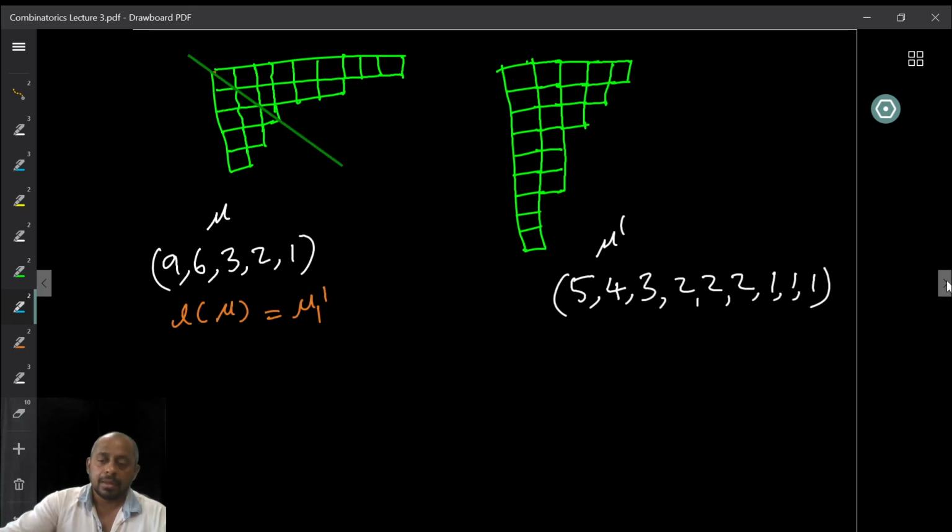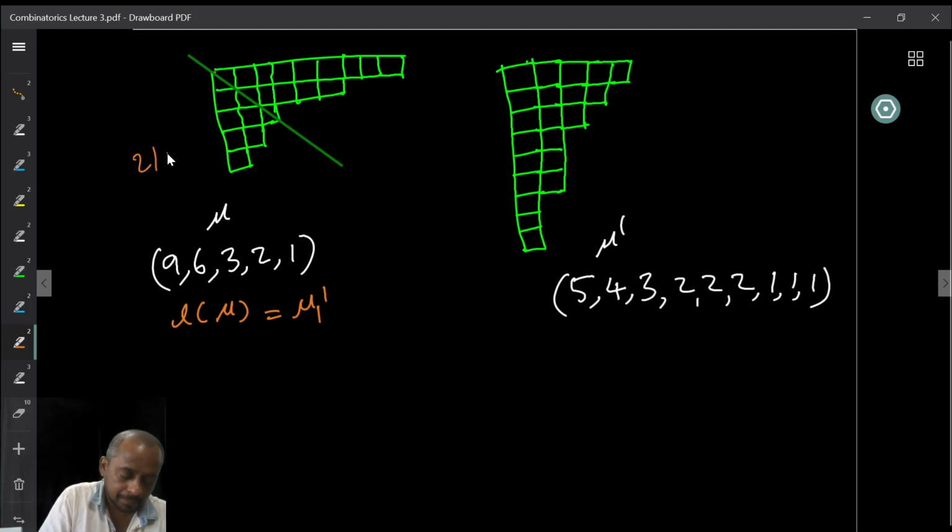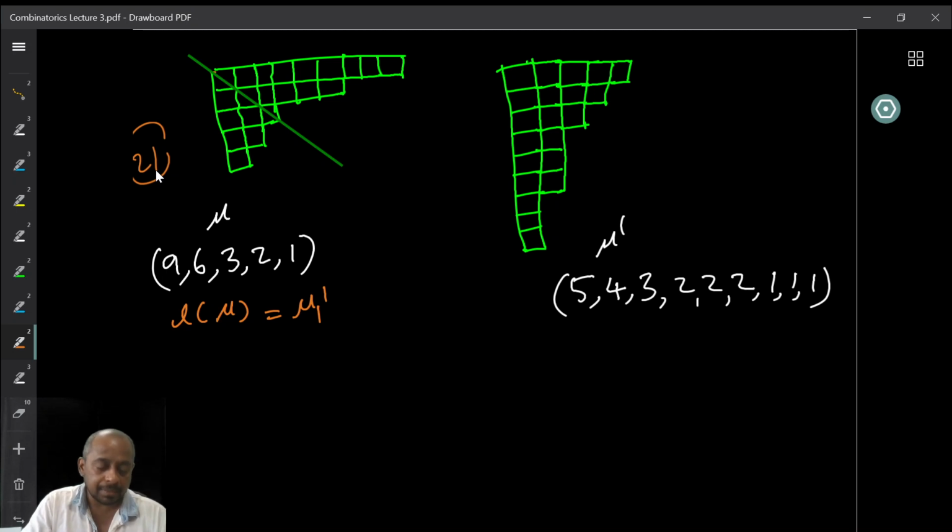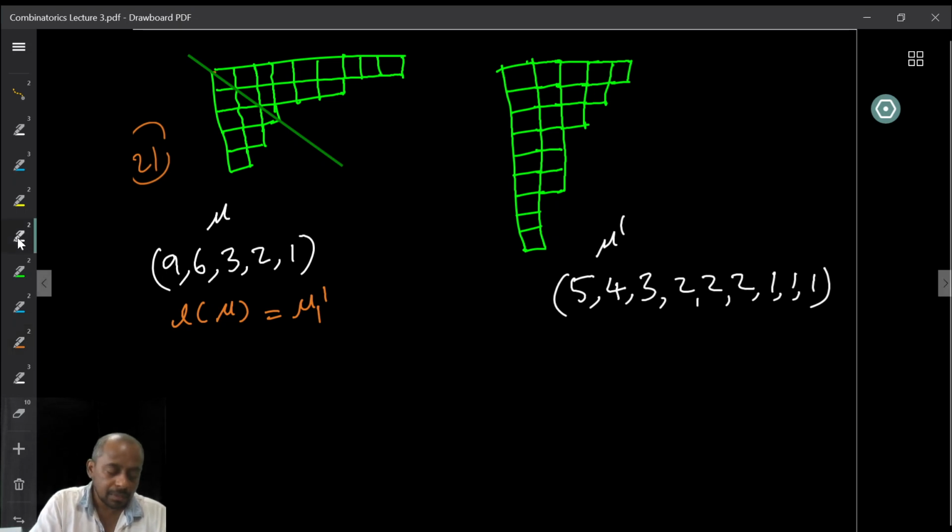Now here is another very interesting observation. Let us look at partitions of 21. Here is a specific partition of 21 that I am giving. It's 9, 6, 3, 2, 1. So there are 9 boxes in the first row, 6 boxes in the second row, 3 boxes in the third row, 2 boxes in the fourth row, and 1 box in the final row. Now, here is another partition of 21 again.